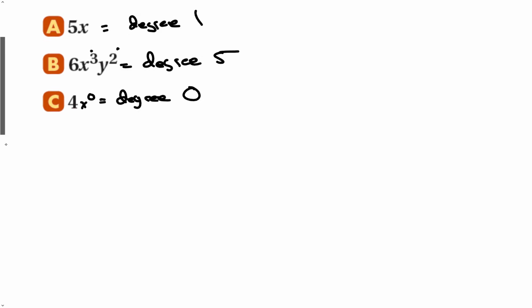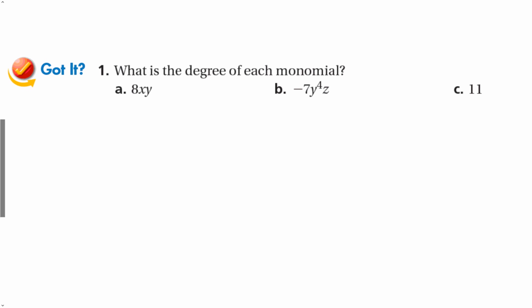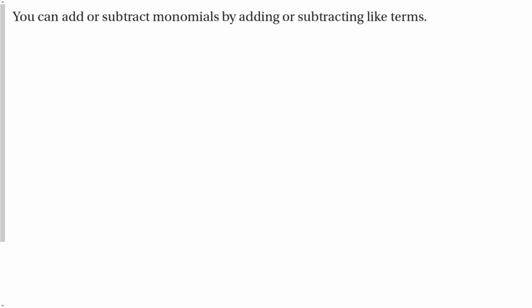All right, let's try a few got it problems, see if we got the hang of this. 8xy, the degree of that would be 2. Negative 7y to the fourth z, the degree of that would be 5. And 11, the degree of that is 0. So we just look at the variables and we add up all the exponents to find the degree of the monomial.